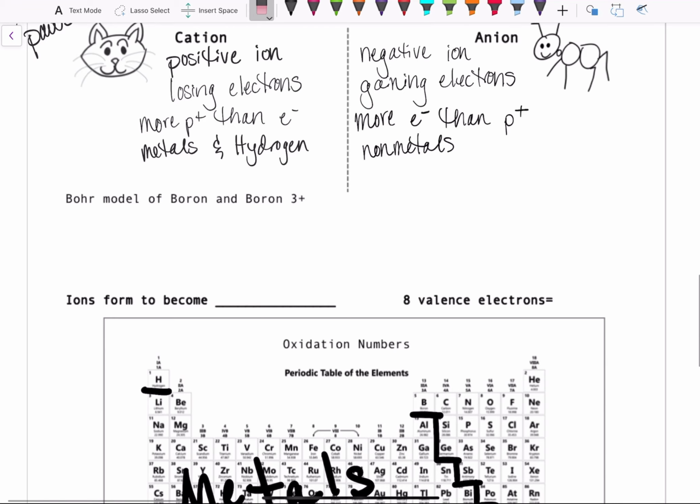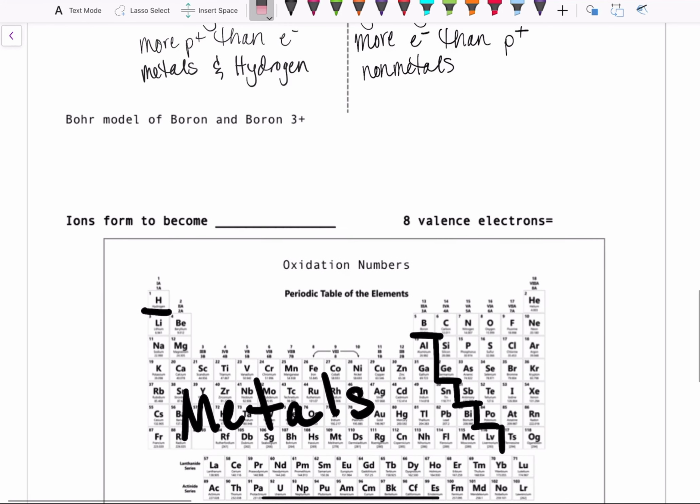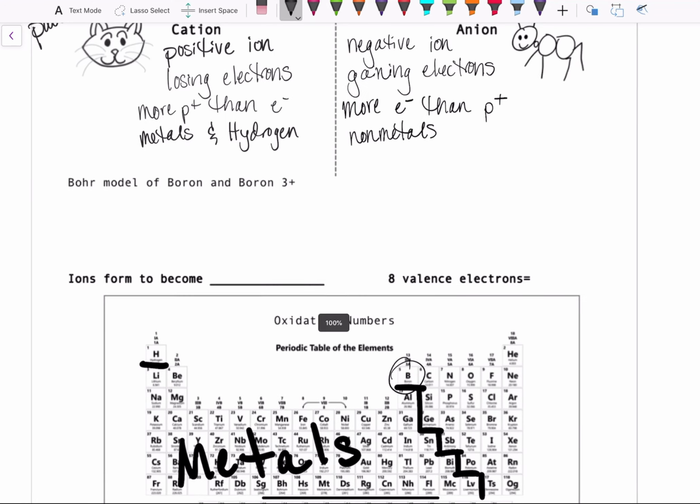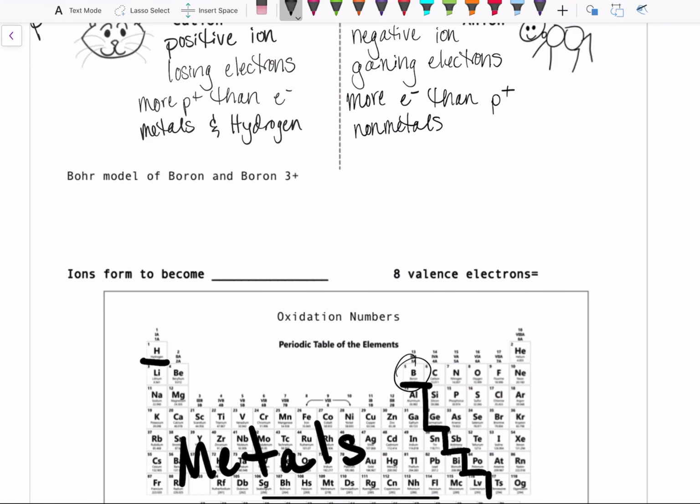So let's now look at a quick example of Bohr models to see how a neutral atom compares to an ion. We're going to look at boron and then boron 3+. Boron is right here on the periodic table, has the atomic number of 5, and a mass number of 11. So let's take a look at a Bohr model. Boron has a symbol of B, and then boron 3+ will have a symbol like that. We write the symbol up in the corner to show that it's an ion.